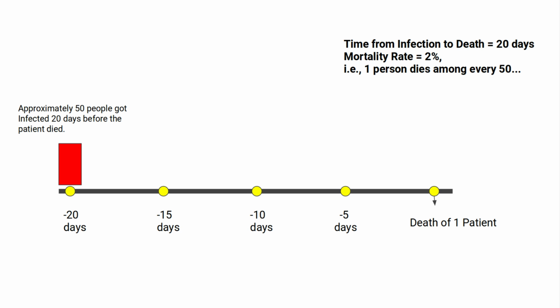Further, India has a mortality rate of about 2%. That is, 2 people died among the 100 patients, which implies that 1 person died per 50 patients. Further, it implies that on the day our dead man got infected, 49 others were infected along with him because he was 1 in 50. So on the timeline, 20 days ago, about 50 people got infected.